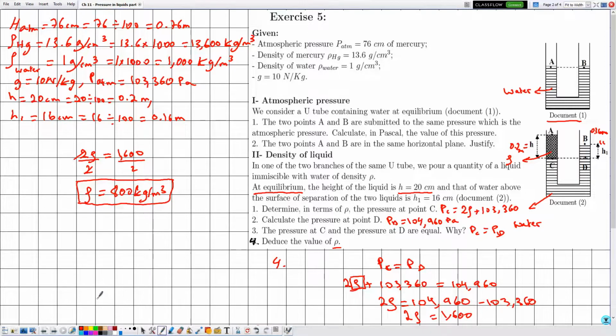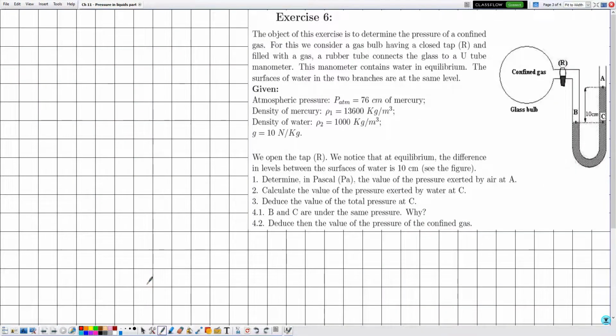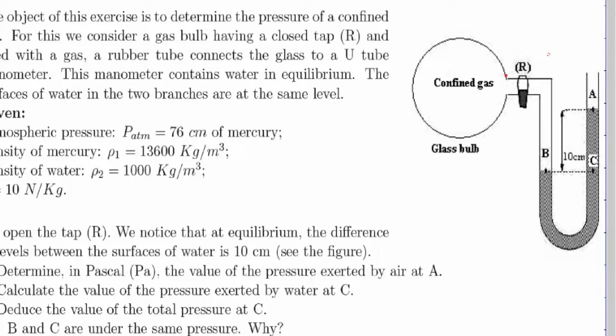And now let's move to the next exercise, which is exercise number 6. The object of this exercise is to determine the pressure of a confined gas. For this, we consider a gas bulb having a closed tap R and filled with a gas. So here, this is a tap R. We can open and close this tap, and the confined gas is found inside this glass bulb.